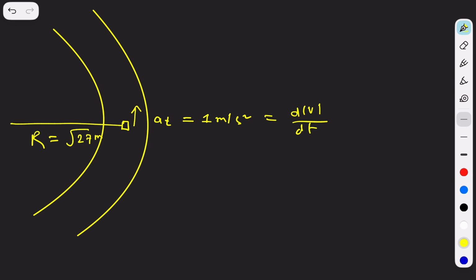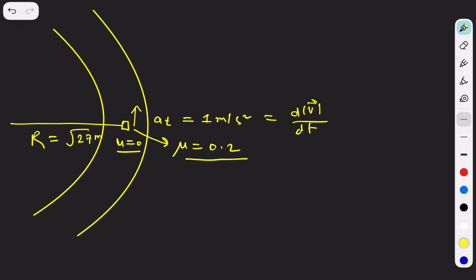After that, it says starting from rest, which means u is equal to 0. The friction coefficient between the road and the tire is 0.2. So mu is 0.2, and mu s and mu k we will both take as 0.2 only. They are asking: find the time at which the car will skid. It's a simple problem.